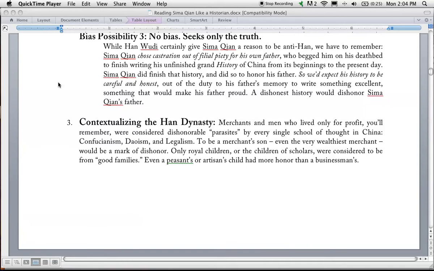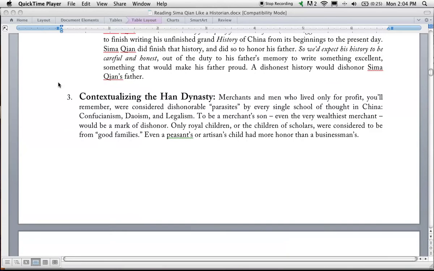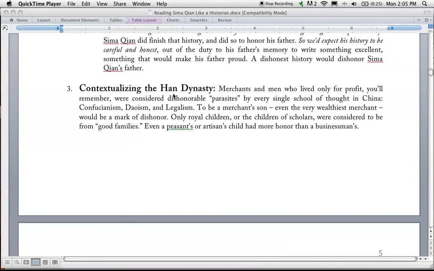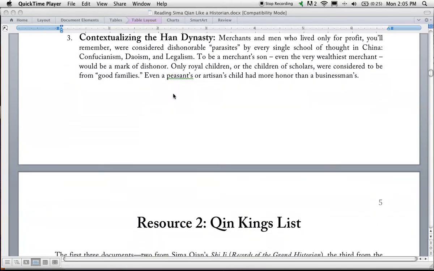So they are considered, and this is the harshest word, and it comes up over and over again in ancient Chinese literature, as parasites. They simply suck the productivity of the peasants and of the artisans by buying what they make cheap, selling it to somebody else more expensively, and pocketing the profit. It was always legal to be a merchant, but it was never honored. So that's the Han Dynasty context. You will understand why that is important later.